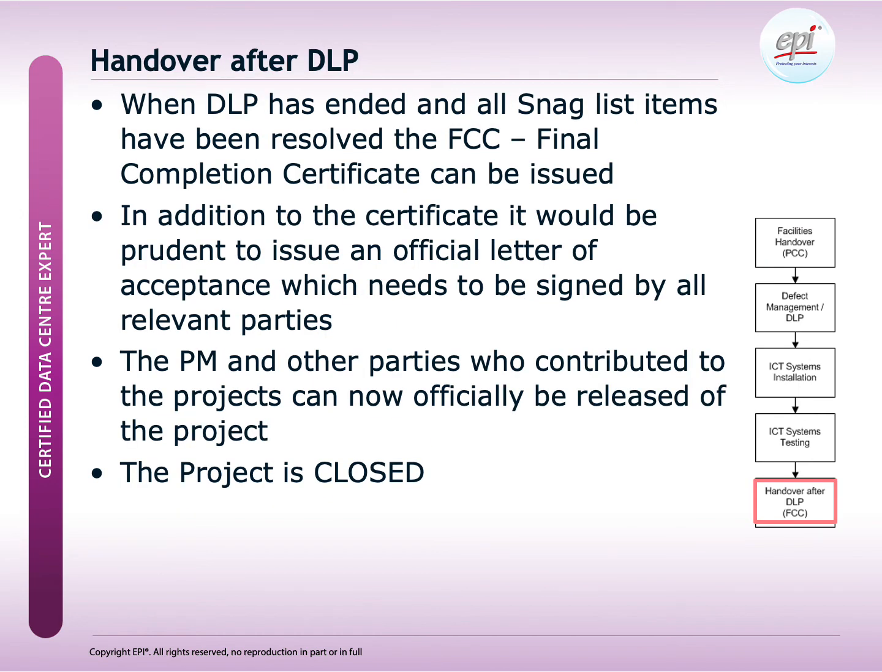And once the handover has been completed, the defect liability period will start. CDCE will also show you how to manage the defect liability period. When the defect liability period has ended and all snag list items have been resolved, the final completion certificate can be issued, and this means that the project can be closed.